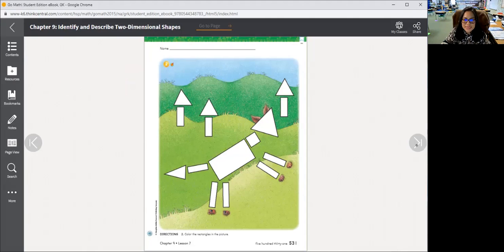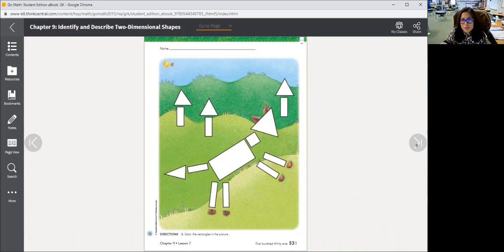Okay, now we're at this page right here. We are going to color all the rectangles. Remember, 2 sides are long, 2 sides are short, 4 sides, 4 vertex. So go ahead and take out a color crayon and color in all the rectangles.